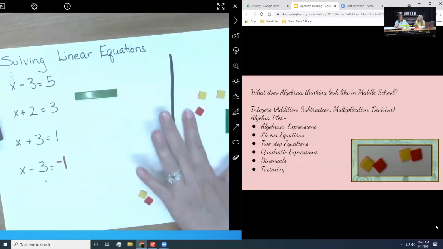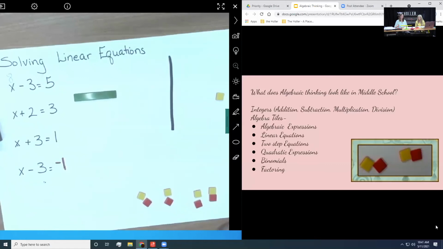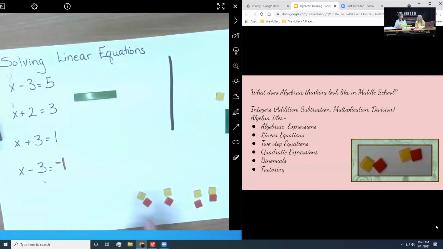I see some more. I got some more here. And now I've only got what? 1. So let's put that back in here. If my X is equal to 1, is 1 plus 2, 3? Yep. See how easy that was? Let's move on down because we can do this one.